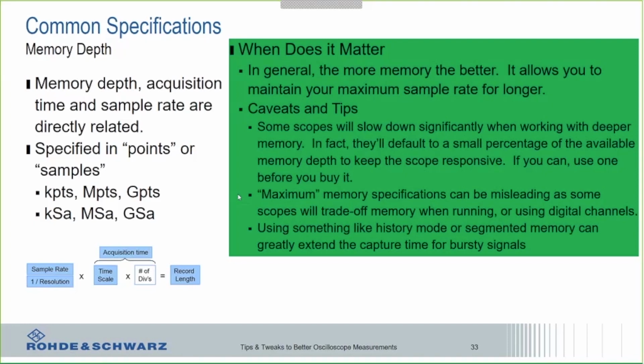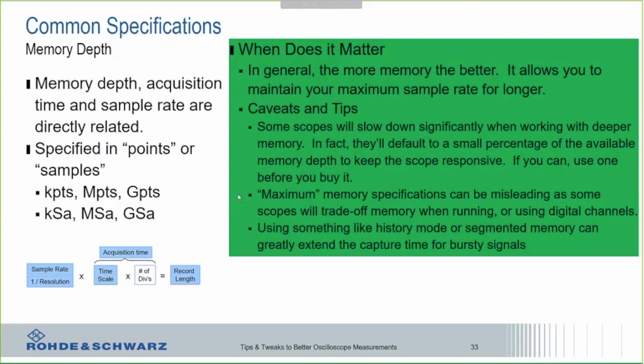Keep in mind the maximum memory specifications can be misleading. What I mean by that is some scopes will trade off memory when they're in run mode versus stop mode, or if they're using digital channels, or they'll interleave between channels, and they'll talk about the maximum memory when it's interleaved. That will oftentimes be specified in the data sheet. It's a simple thing to take a quick look at.